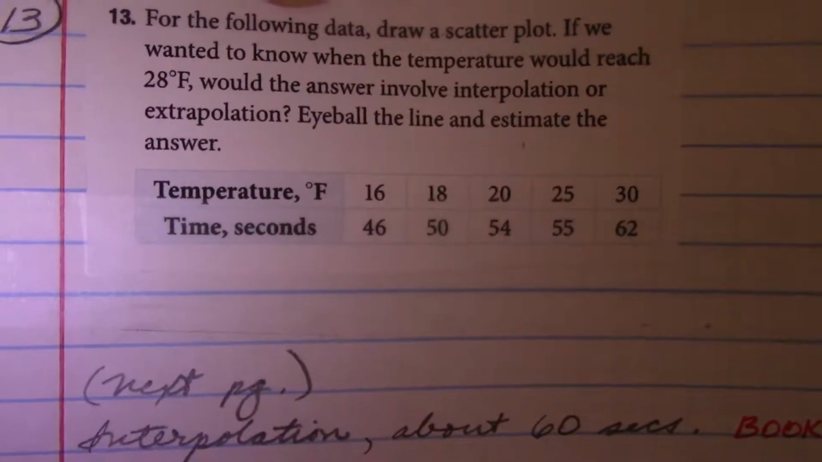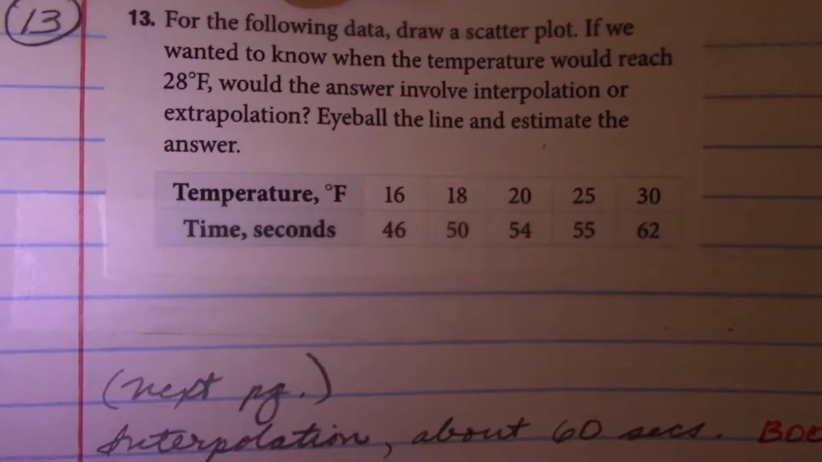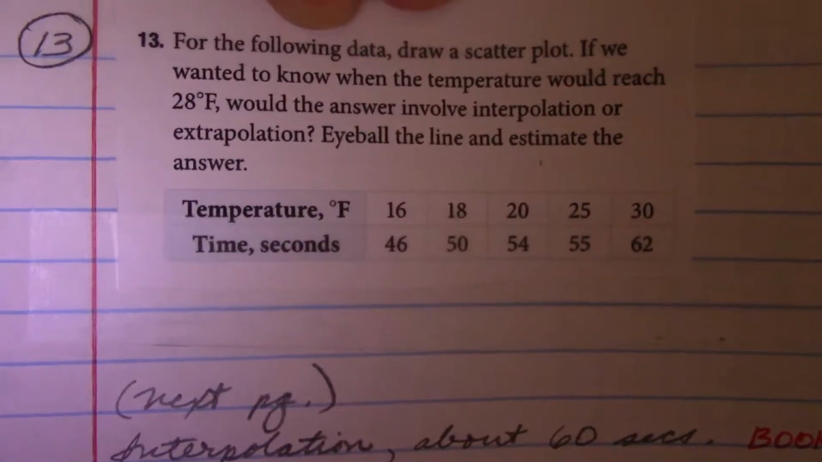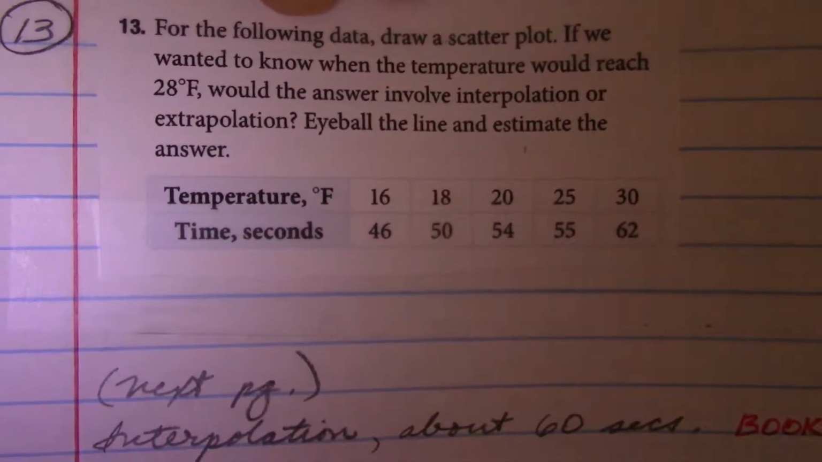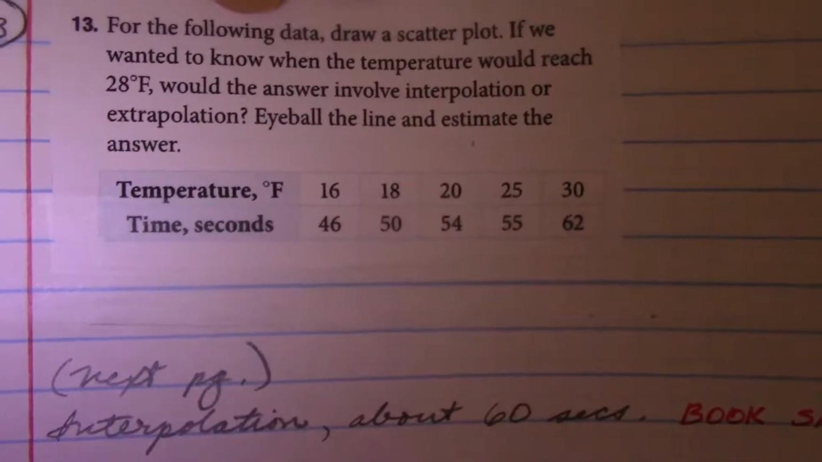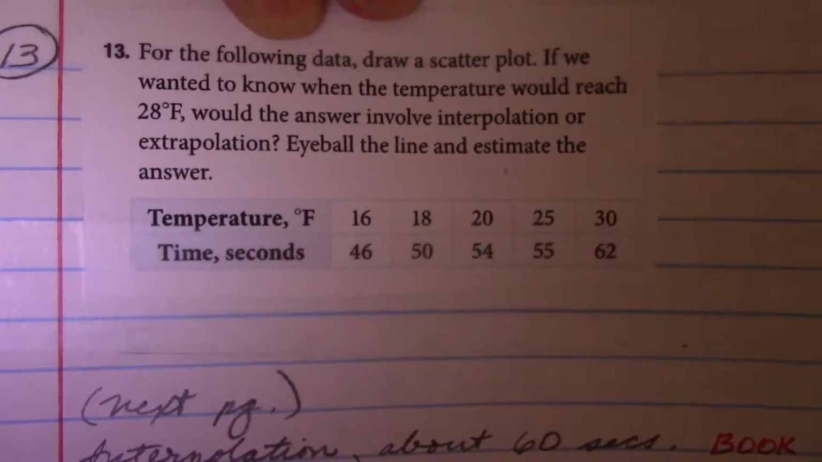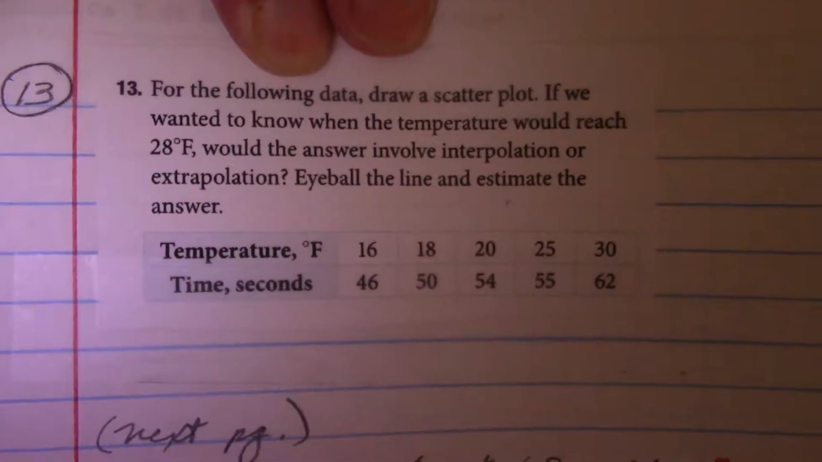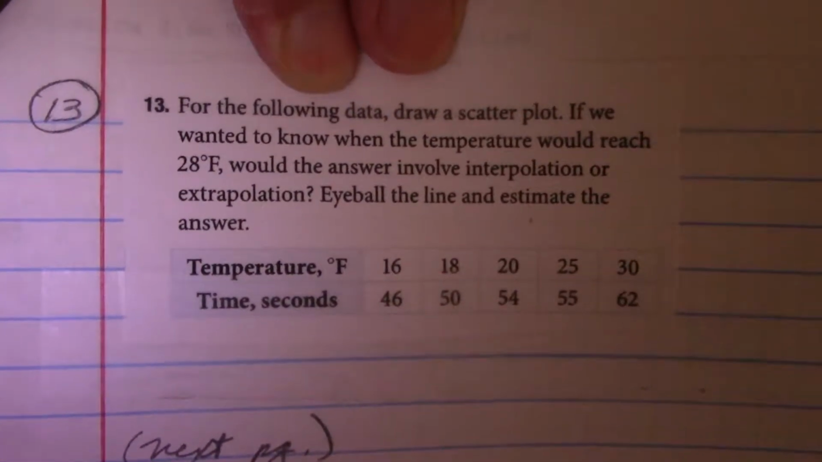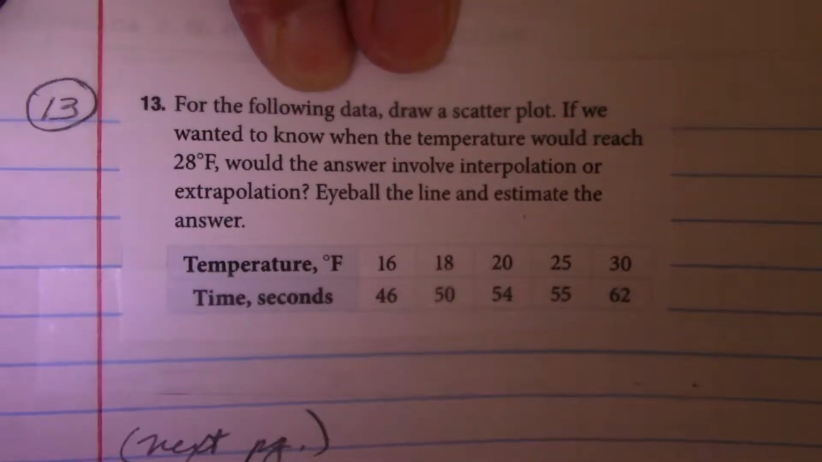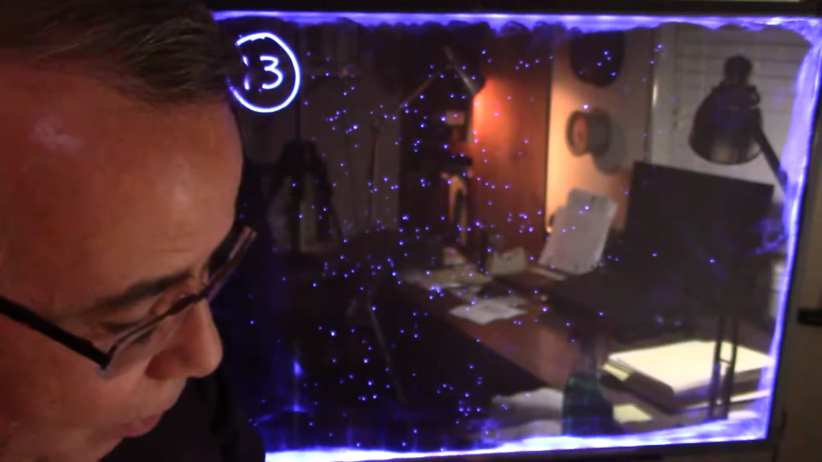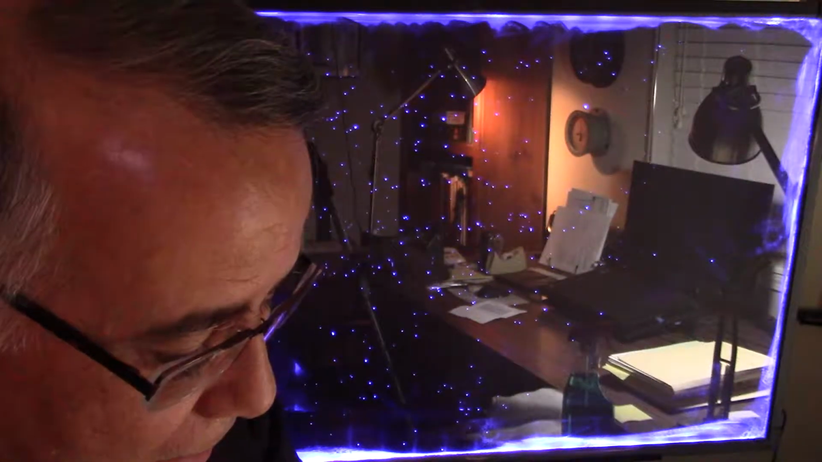Usually it's the other way around. Usually you have time on the horizontal axis and the temperature would depend on the time, so temperature would be the vertical axis, but we'll deal with what they gave us here. Alright, so when will the temperature reach 28 degrees? Estimate an answer. So I plotted the data here.